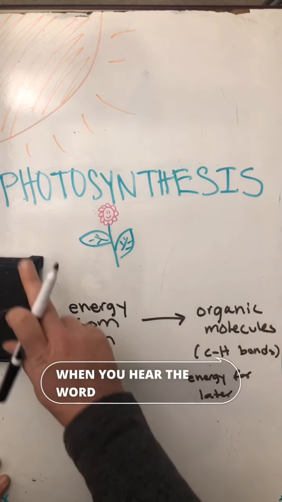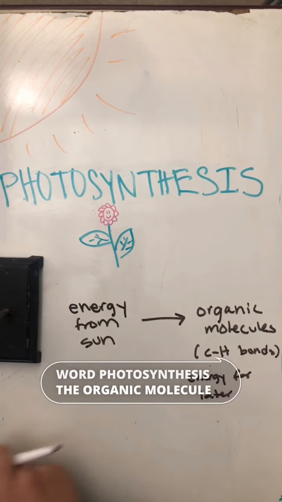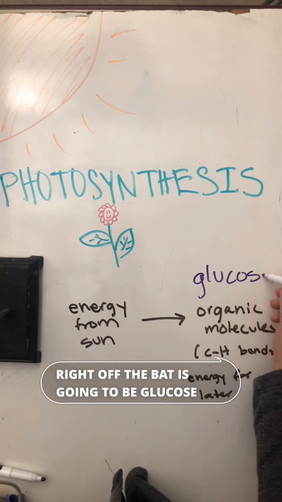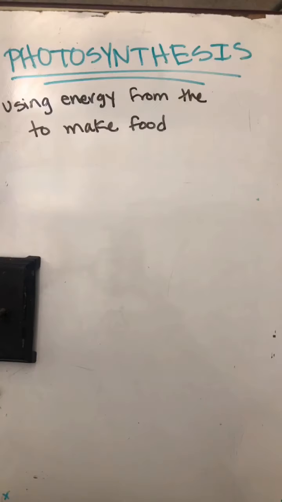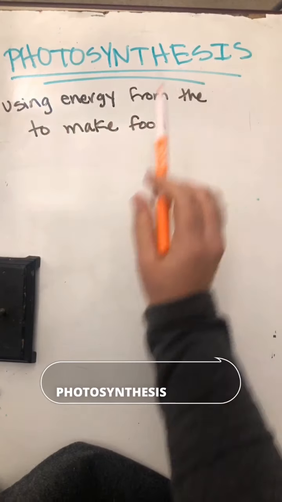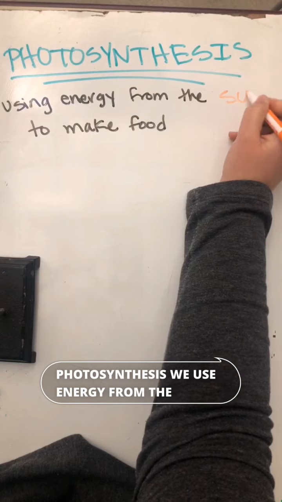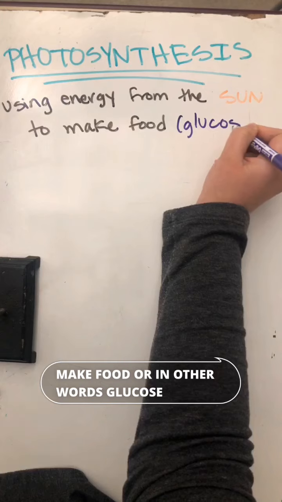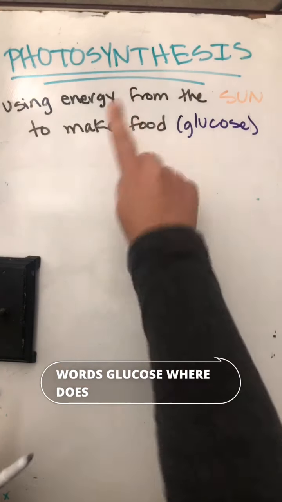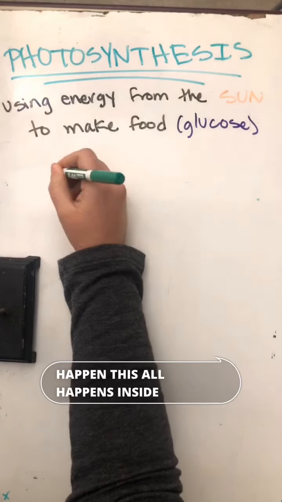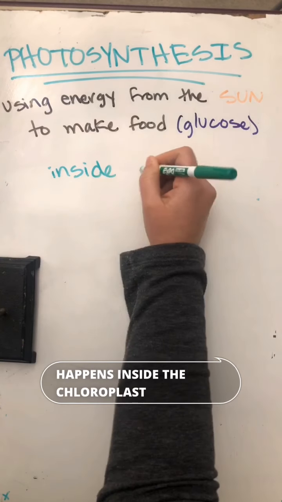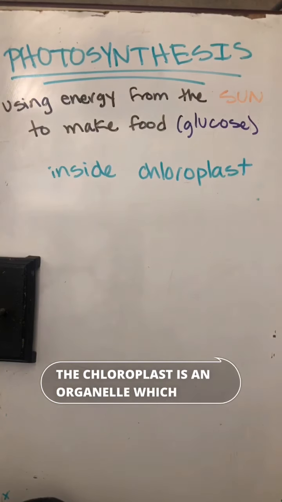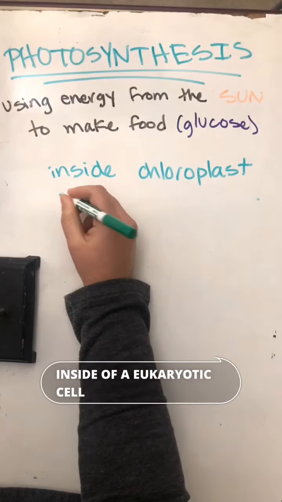And of course, when you hear the word photosynthesis, the organic molecule you should think of right off the bat is going to be glucose. In photosynthesis, we use energy from the sun to make food, or in other words, glucose. Where does photosynthesis happen? This all happens inside the chloroplast. And remember, the chloroplast is an organelle which is inside of a eukaryotic cell.